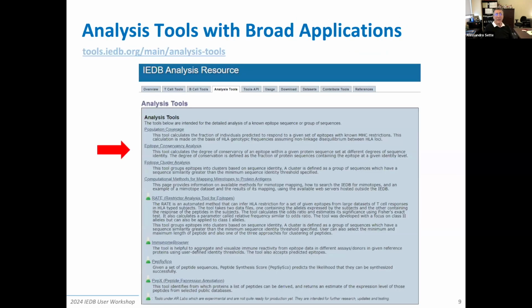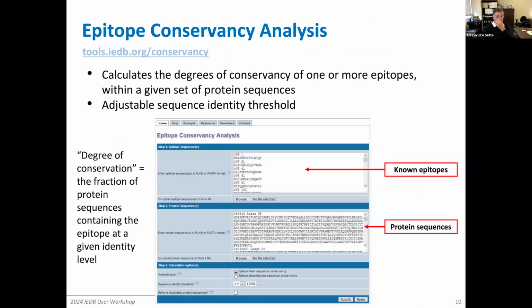Another tool that is widely used is the epitope conservancy analysis. Here, again, you have your set of epitopes that may be derived from your own research or from a search of the IEDB database. You want to ask how homologous these epitopes are to a set of protein sequences that you're providing, having queried different databases, or maybe it's your own data, and you specify a certain level of homology.